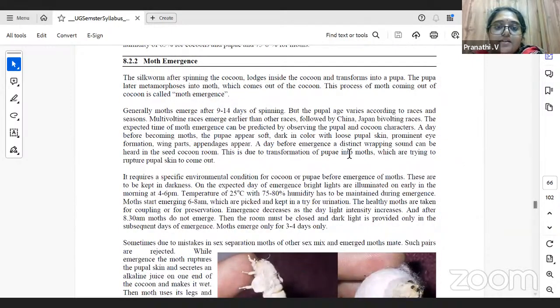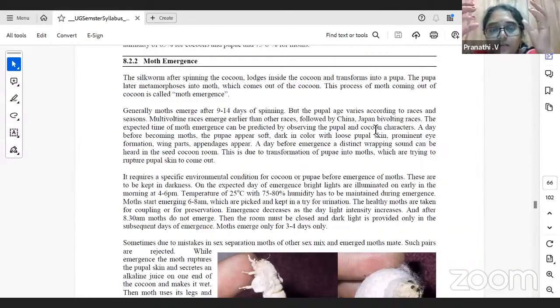After spinning, the larva inside the cocoon transforms into the pupa. The pupa later metamorphoses into the moth and comes out of the cocoon. This process of the moth coming out of the cocoon is called moth emergence. This takes place around 9 to 14 days after spinning, but the duration varies according to the season. Multivoltine races come out earlier, followed by the China and Japan bivoltine races. Finally, this moth emergence can be predicted by the pupal and cocoon characters.